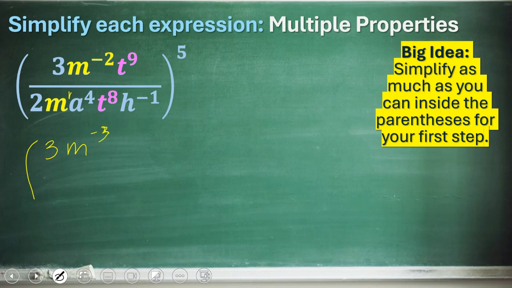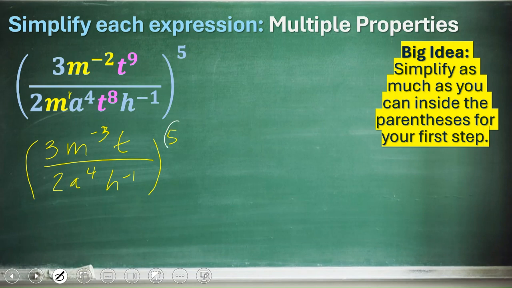And then we have in the denominator 2 and a to the 4th. I'm kind of going in order here. Then my t's, t to the 9th divided by t to the 8th. That's still the quotient of a power property. We subtract those exponents and we end up with 9 minus 8 is 1. So just a t, but we know there's a power of 1 there. And then h to the negative 1 stays the same, and all of that is raised to the power of 5.